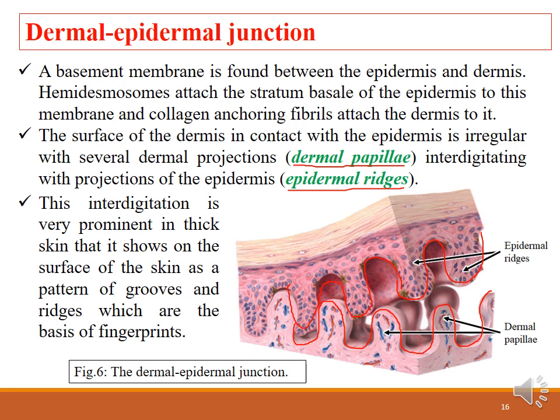So we have dermal papillae going up, and we have epidermal ridges going down, and they interlock with each other; they interdigitate with each other. This interdigitation is very prominent in thick skin, and sometimes it is so prominent that it is shown on the surface of the skin as a pattern of grooves and ridges, and these are actually what we call the fingerprints.